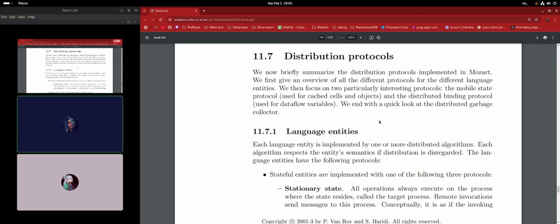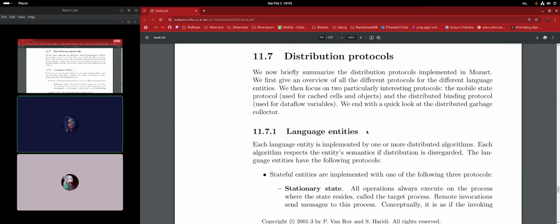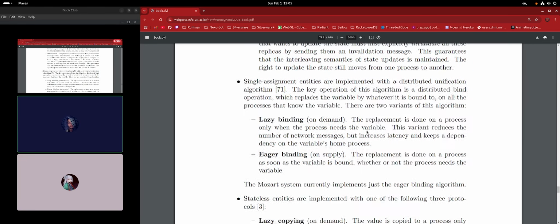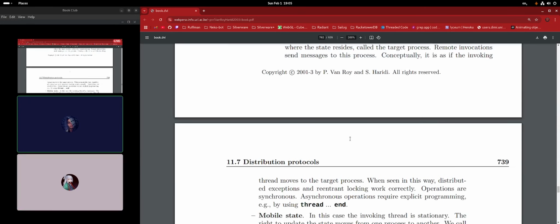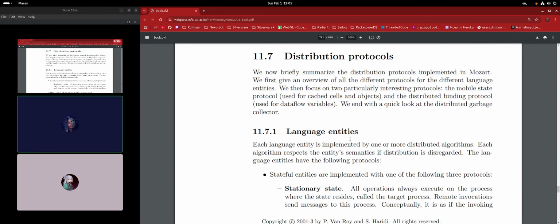So chapter 11, starting from 11.7 all the way to 11.10. What these chapters are talking about is pretty much the strategy that you're gonna use to make things happen that we've seen before. What we've seen before is pretty much the what, and this second half is pretty much the how.